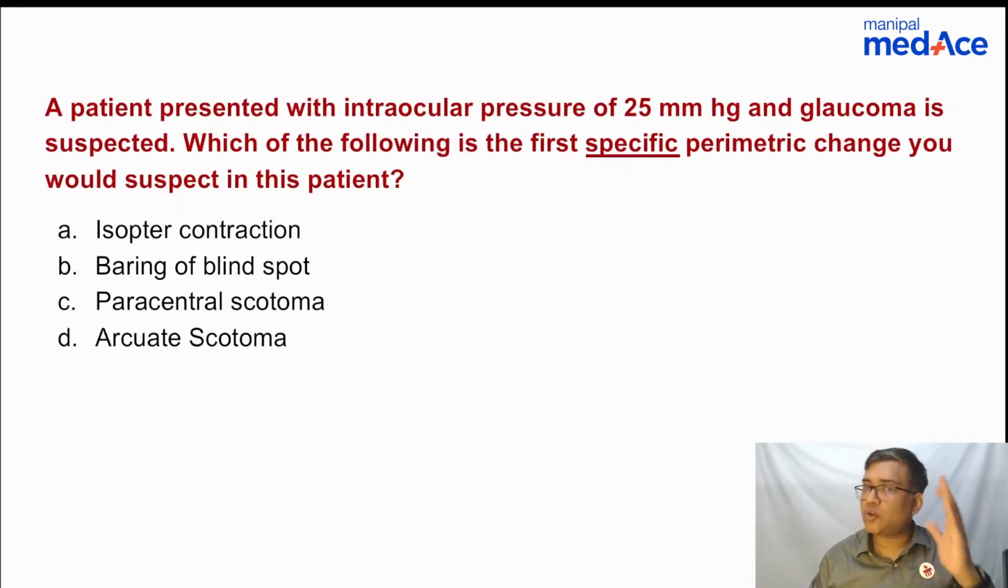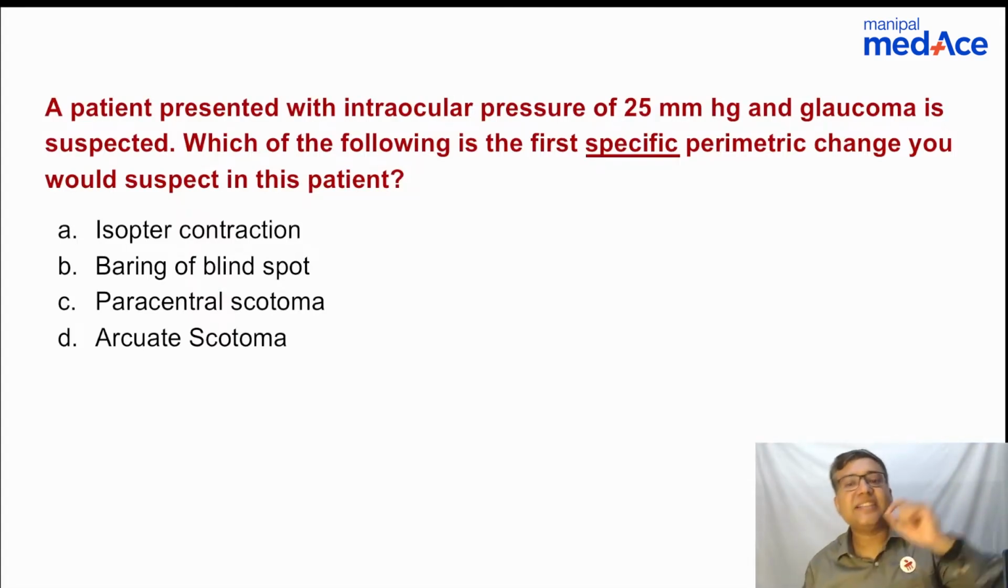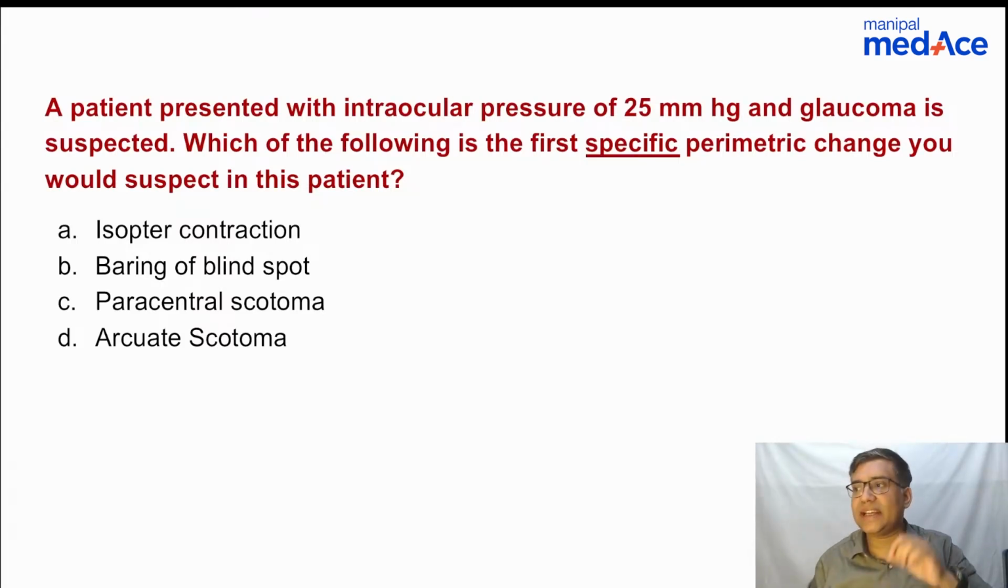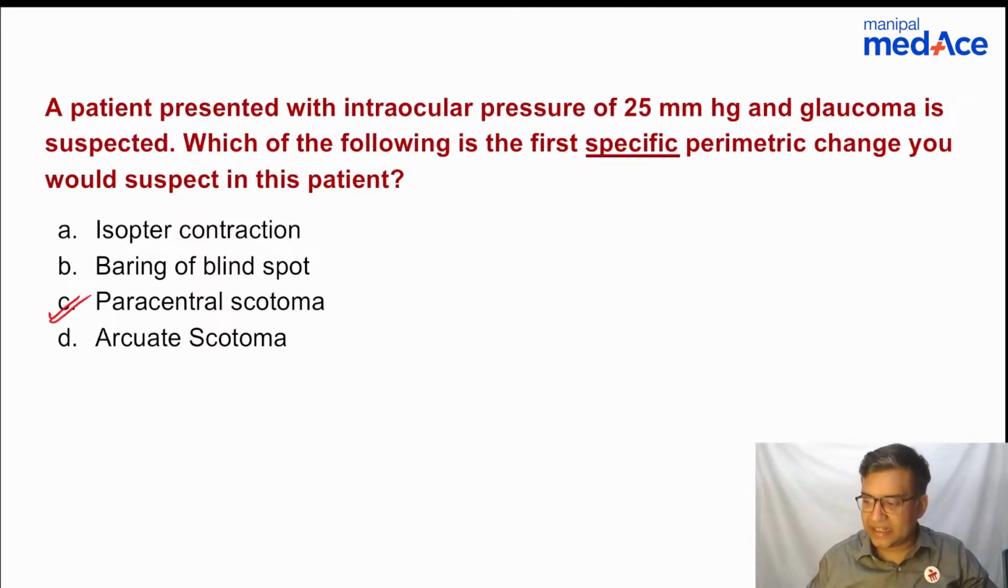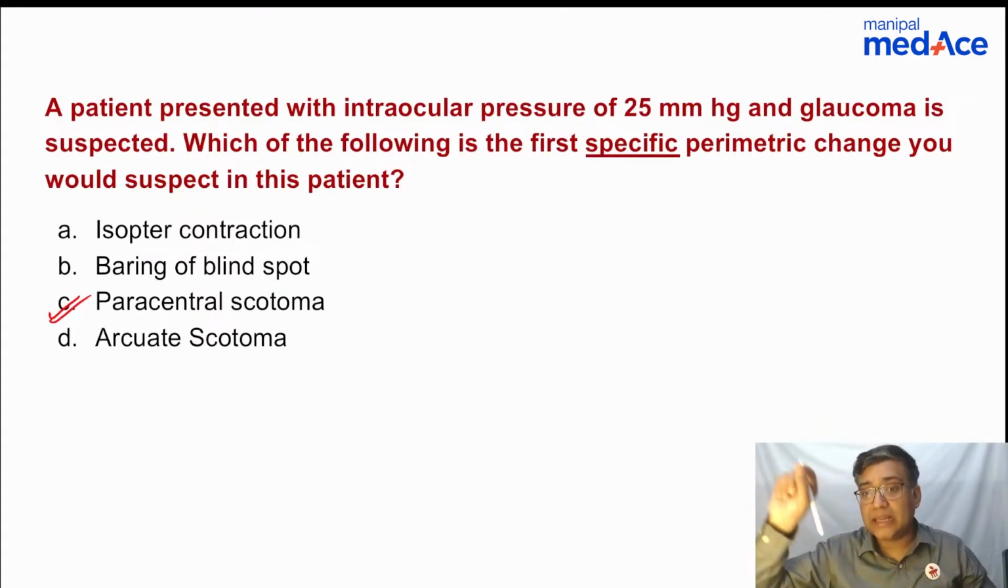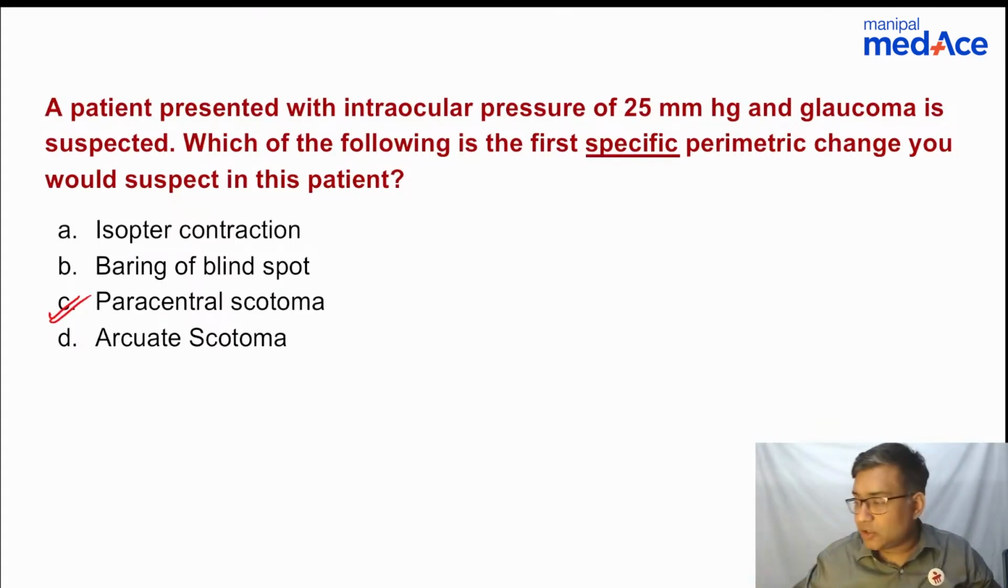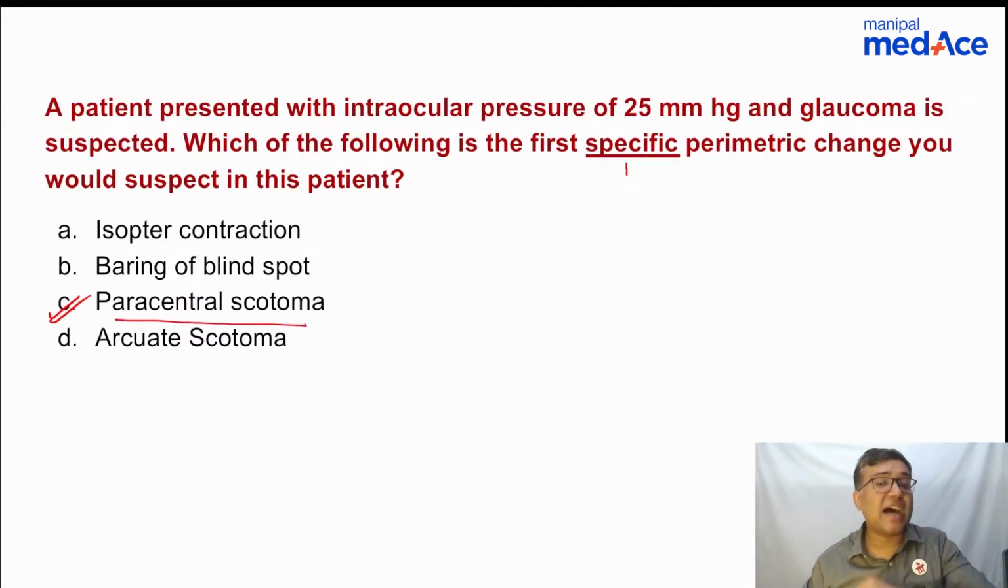So the patient is having a 25 millimeter pressure and you have to tell about the first change in the visual fields that you would get in this patient. So I would definitely mark here paracentral scotoma. Remember, here also the word basically marks what the answer should be. So if it is specific, your answer would be paracentral scotoma. But if they have not asked specific, they have just asked for the first perimetric change, then your answer would have been isopter contraction.